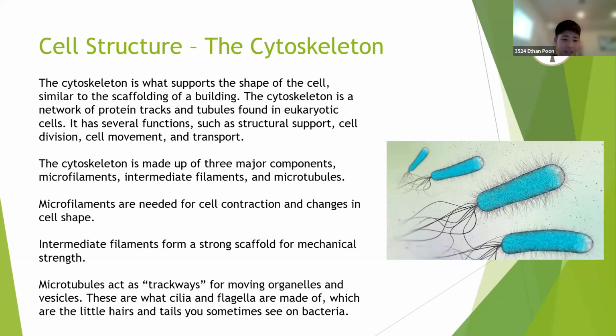And microfilaments are needed for cell contraction and changes in cell shape. And then intermediate filaments form the strong scaffold for mechanical strength. So it's basically what keeps the cell from imploding on itself. So basically it's the basic structure. And microtubules are the fun ones. They act as trackways for moving organelles and vesicles.